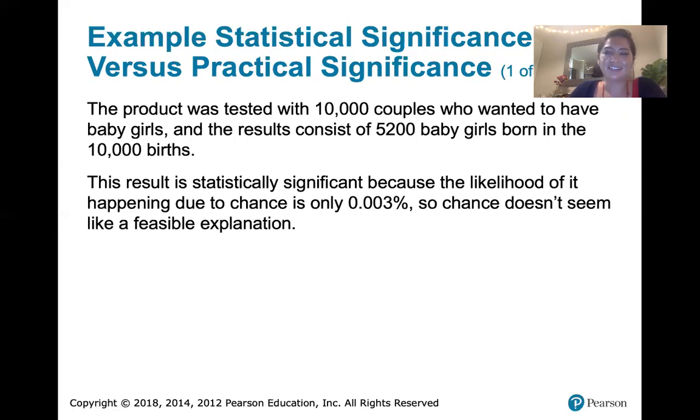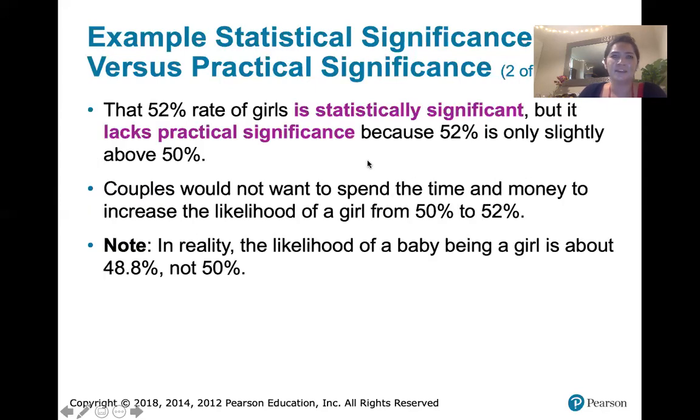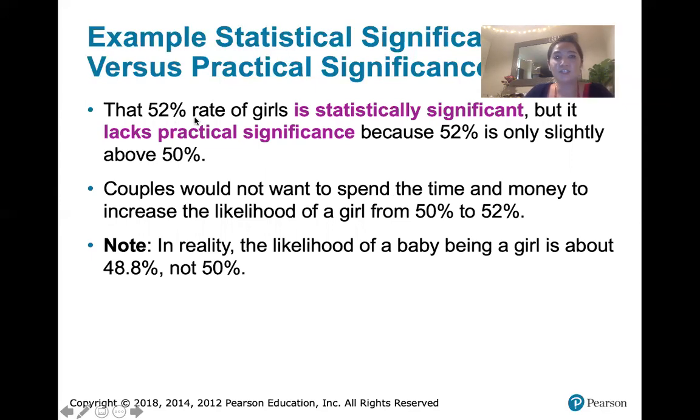So chance does not seem to be a feasible explanation, but look at the percentage. You've got 5,200 out of 10,000. So it's like a 52% chance of getting a girl using this method. So we've got a 52% rate of having a girl. It's statistically significant because of the sample size, but it lacks practical significance because if you are a couple trying to have a baby, 50% versus 52%, it really is not a big enough difference to make you want to spend your money on it.